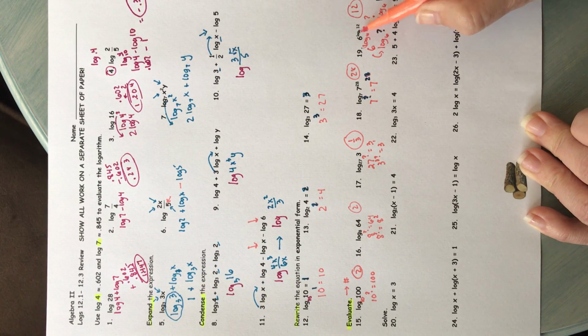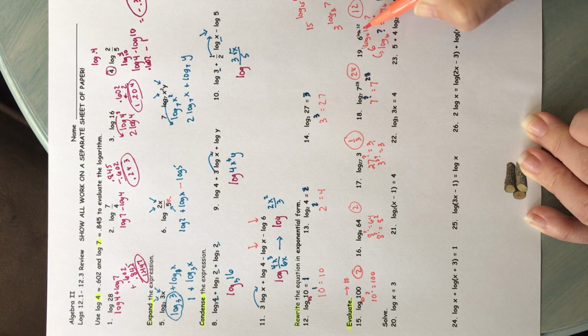And that's kind of a neat little property. If you wanted to make a pattern out of that, if you had 3 raised to the log base 3 of 7, my answer would be 7. If you had 15 to the log base 15 of 4, my answer would be 4. If the bases are the same, the answer is going to equal the argument.